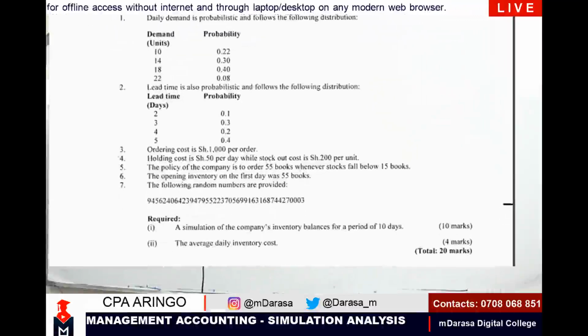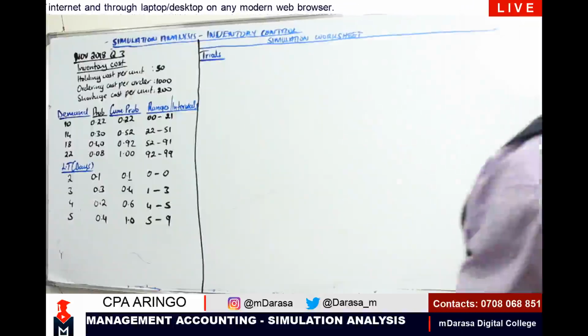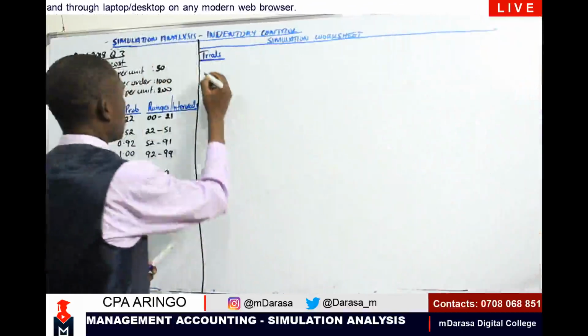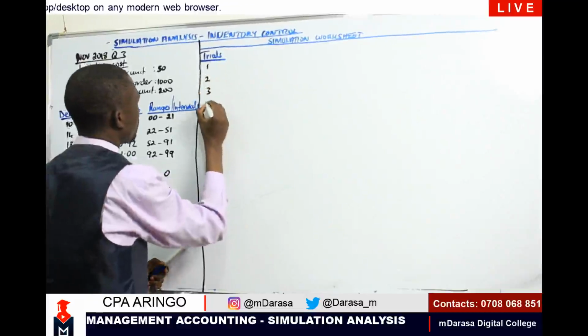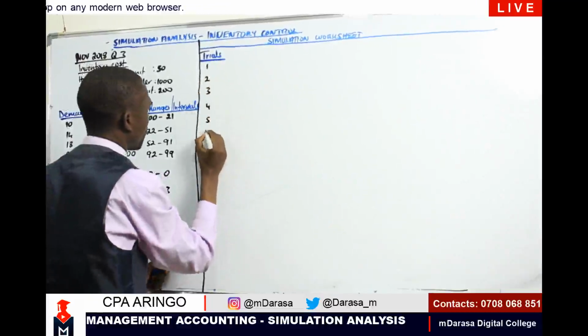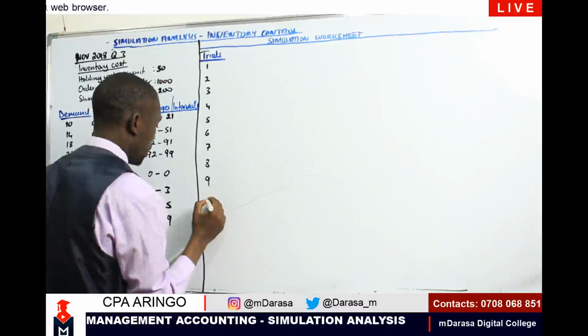Required: a simulation of the company's inventory balances for a period of 10 days. So therefore, I'm going to have day 1, day 2, 3, 4, 5, 6, 7, 8, 9, and 10.